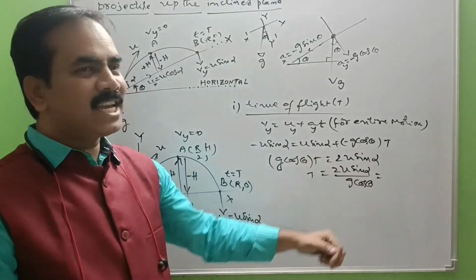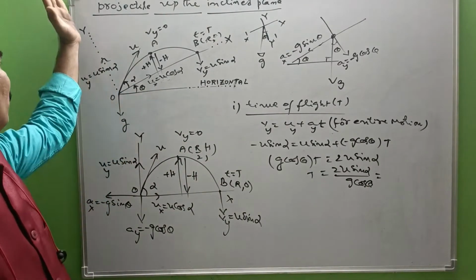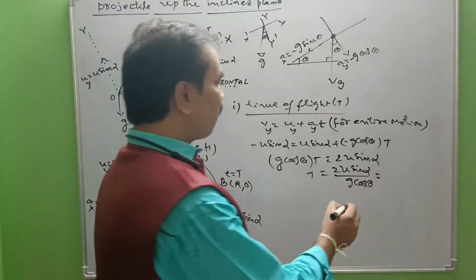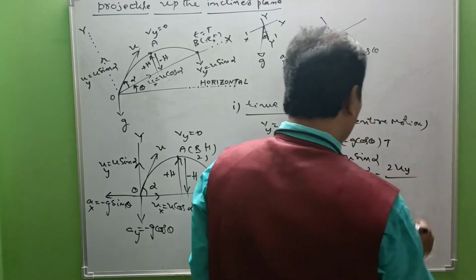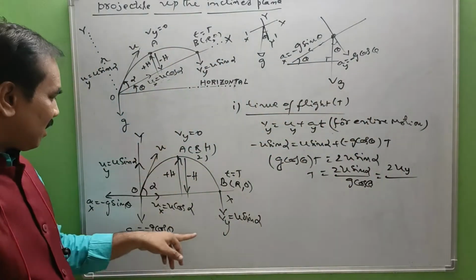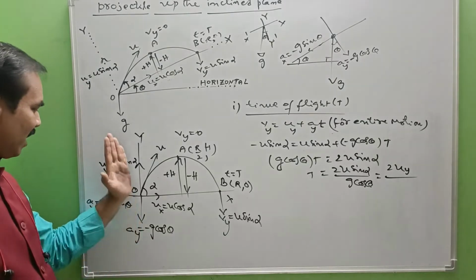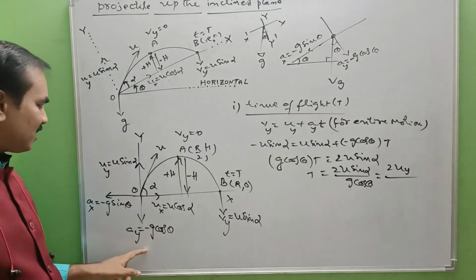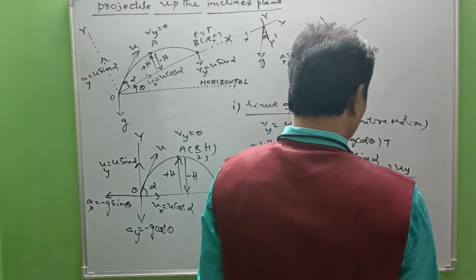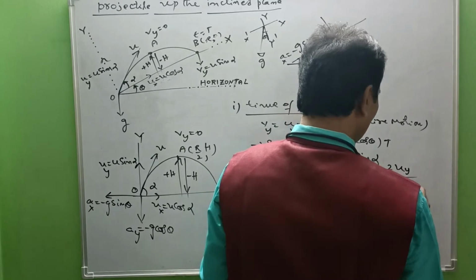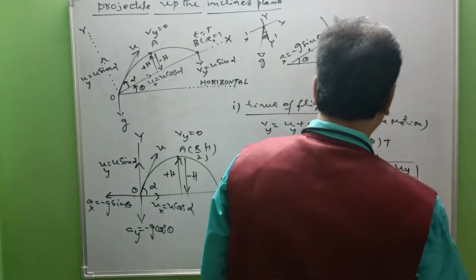What is u sin alpha? That is the vertical component of velocity, the initial velocity along the y-axis. So it is 2uy divided by, what is g cos theta here? g cos theta means acceleration along the y-axis, that is gy. So 2uy by gy. Right? This is the expression for time of flight.